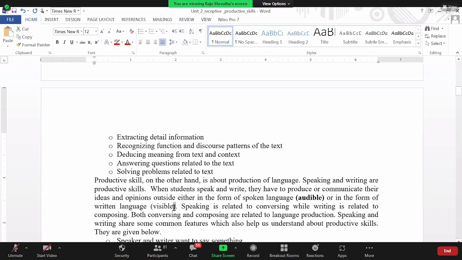So they are what, related to language output सँग सम्बन्धित छ. Speaking is related to conversing while writing is related to composing. Speaking चाहिँ कुराकानीतिर जान्छ, conversation मा जान्छ, while writing is composing भनेको सृजनातिर जान्छ. Both conversing and composing are related to language production, दुईटै के हुन्छ नि, production तिर जान्छ.